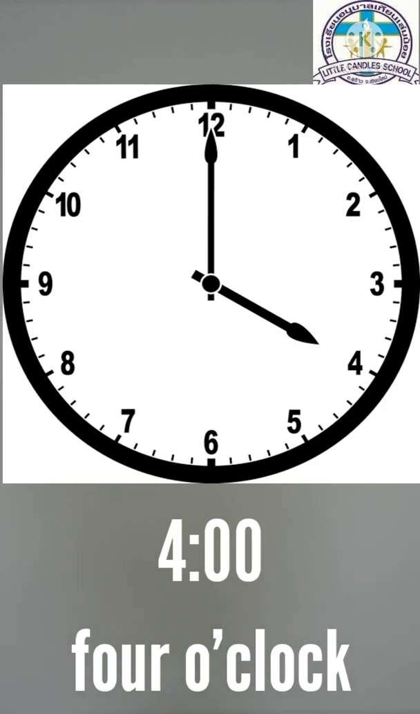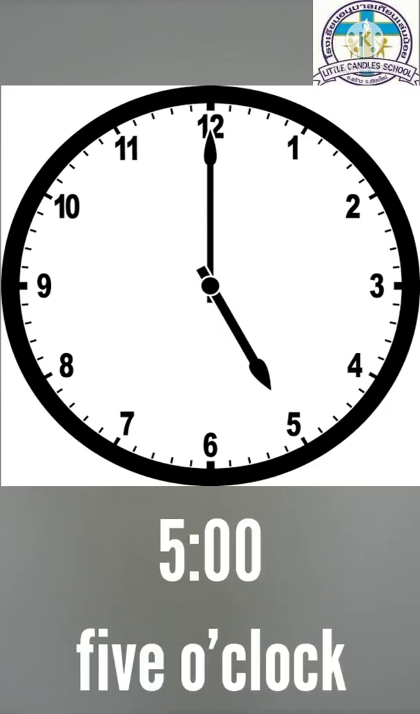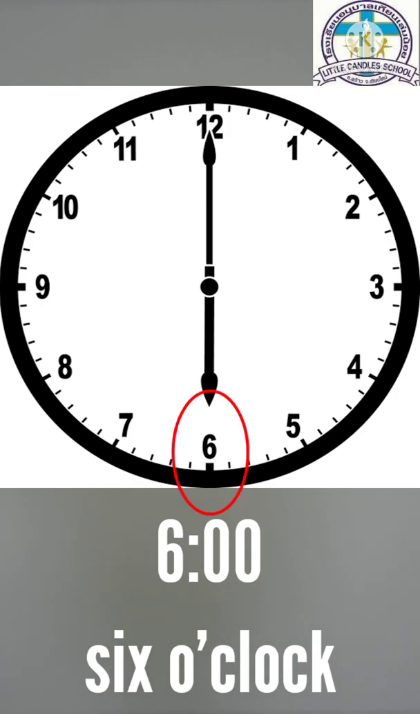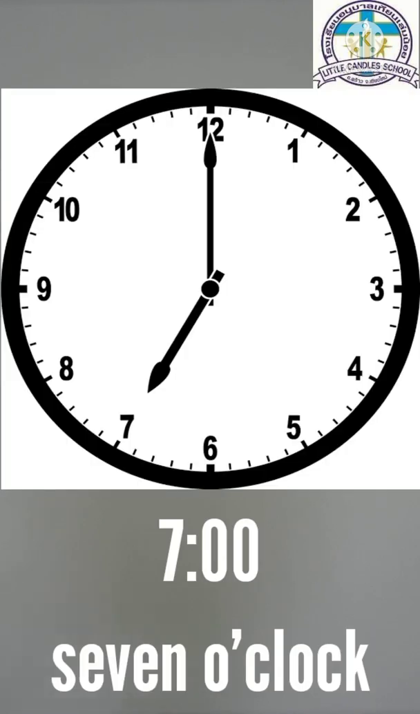4 o'clock. 5 o'clock. The short hand is pointing to number 5. The long hand is pointing to number 12. 5 o'clock. 6 o'clock. The short hand is pointing to number 6 and the long hand is pointing to number 12. 6 o'clock. 7 o'clock.